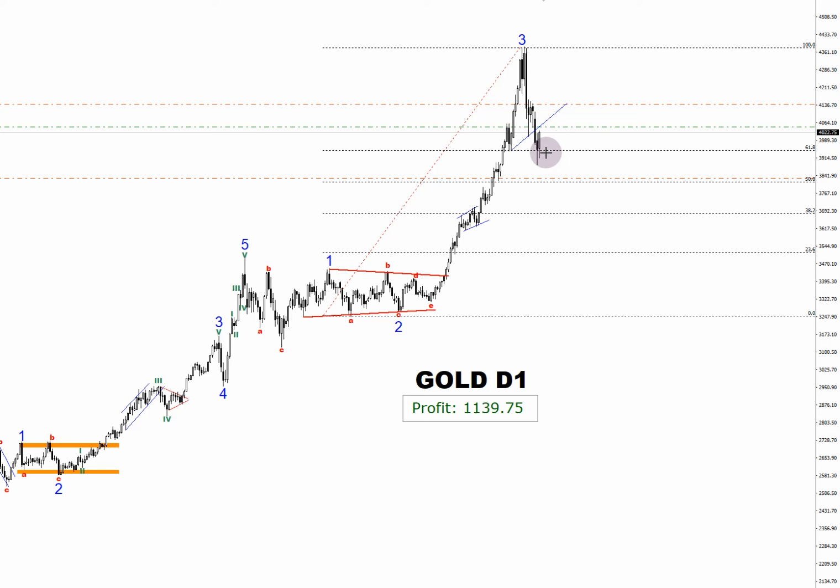There should be clear and structured rules for both buying and selling. For the time being, I am maintaining my sell position, and if I observe the formation of 1 to 2 on the 4-hour time frame, I will then consider switching to a buying position.